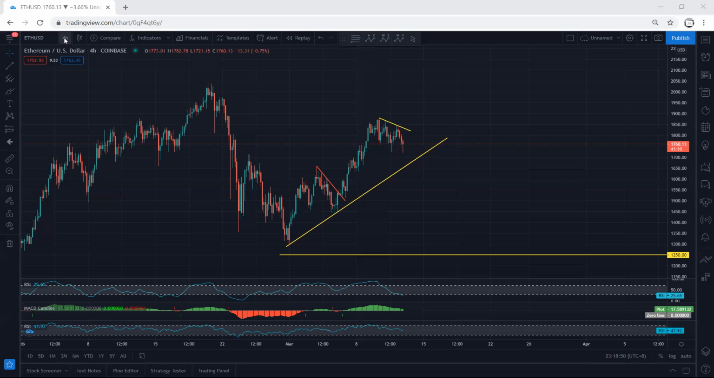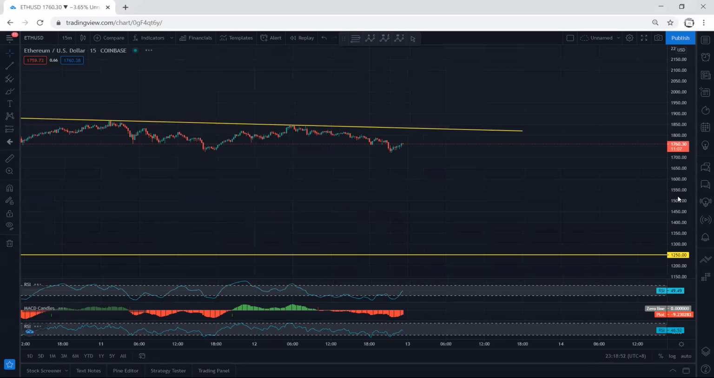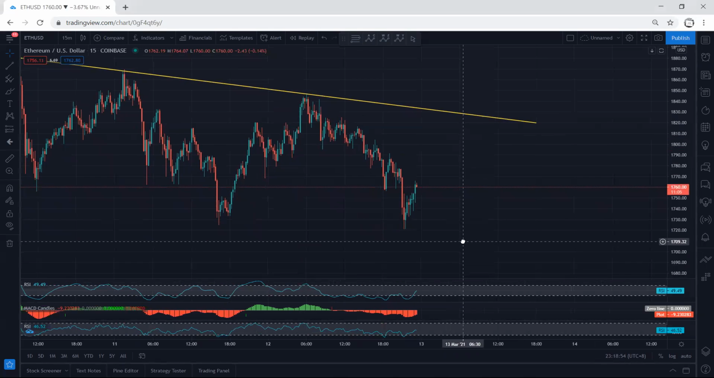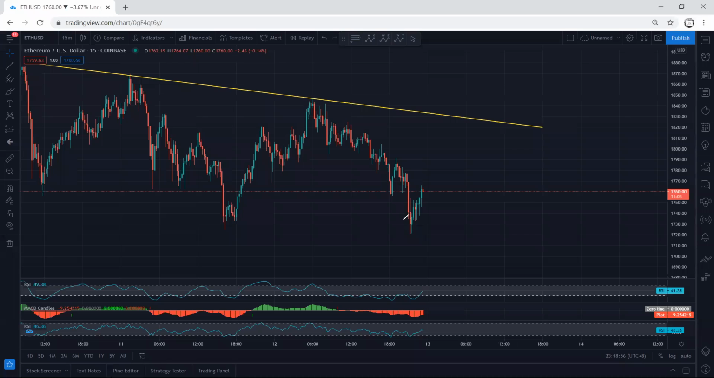If I move to 15 minutes, we have nothing. Can it turn into a small correction for one move up, similar to what we have here? If anyone is looking for a short-term trade, they can try.